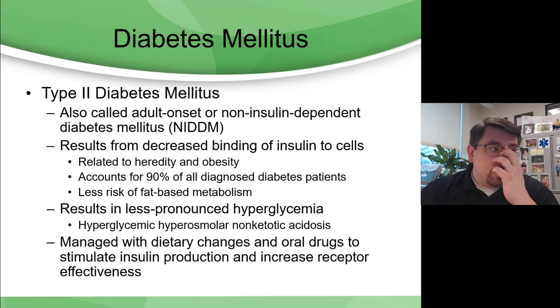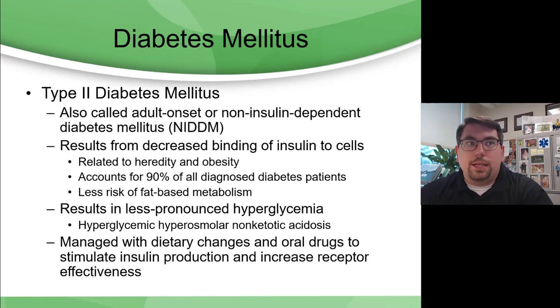Type 2 diabetes, this is the second requirement for proper insulin activity, as it is binding so that the adequate stimulation of the cells actually occurs. You're going to find this is also referred to as non-insulin dependent diabetes mellitus or adult onset diabetes. Again, it results from decreased binding of insulin to the cells. We know that there are some components of it that are considered to be hereditary. It's also very largely impacted by obesity, and it accounts for 90% of all the diagnosed diabetes patients in the United States. There's less risk of fat-based metabolism because they're constantly bringing in glucose.